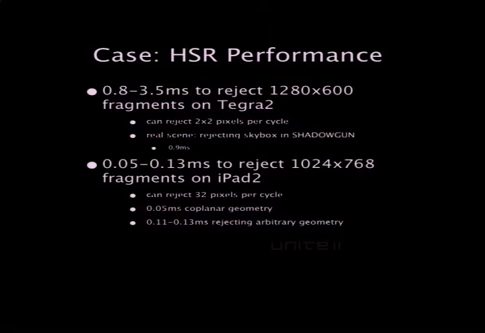And here is a comparison between Tegra 2 and iPad 2 and how well they reject, what is the performance of rejecting the invisible stuff on screen. As I said, the Tegra can reject only on 2x2 pixels, while iPad 2 can reject at 32 pixels, so it can reject quite a lot more pixels at the same time. And you can see the difference in timing. It's a pretty substantial difference in the rejection rate. So basically the idea here is that on an iPad 2 you could render quite a more complex scene in the sense of the overdraw.